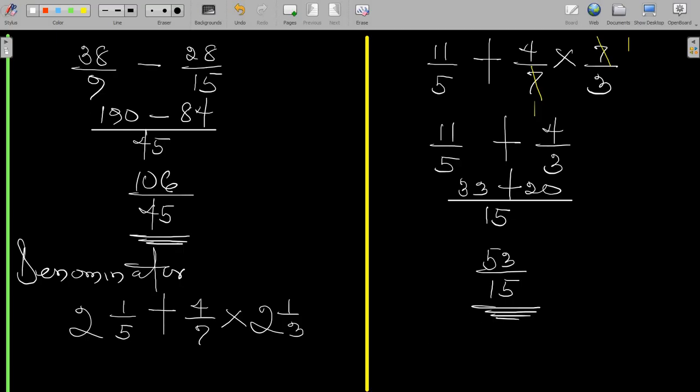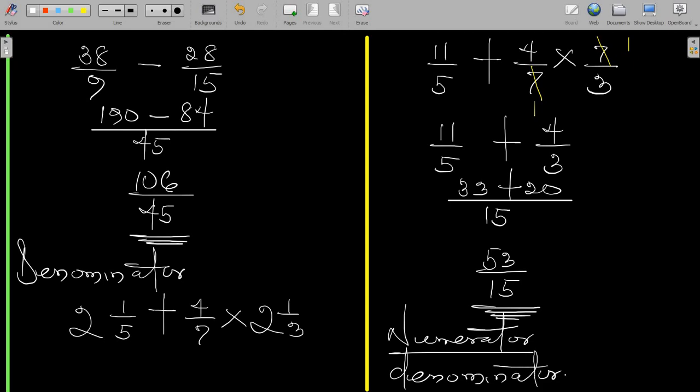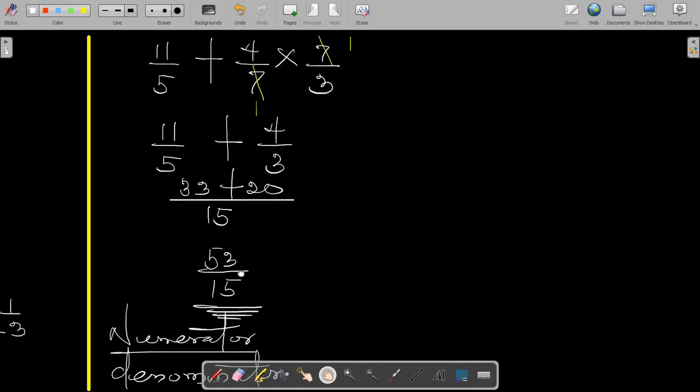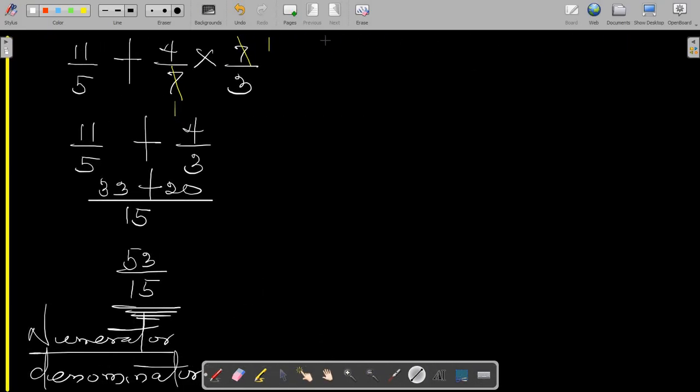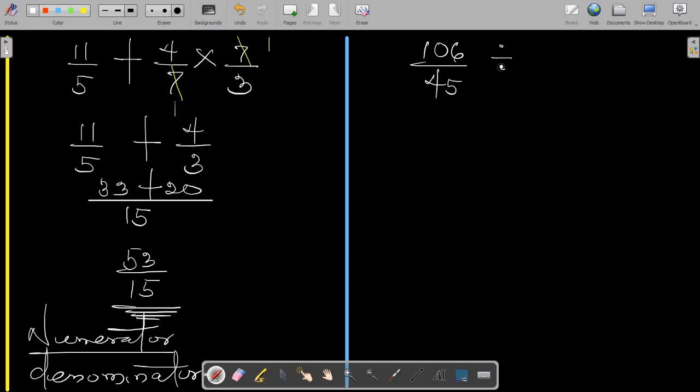So now we are going to divide the numerator by the denominator. Okay, so let's divide them together. Only 4 questions for this class. So the numerator is 106 divided by 45. Let me write it down. 106 divided by 45. Now to divide the denominator, which is 53 divided by 15.